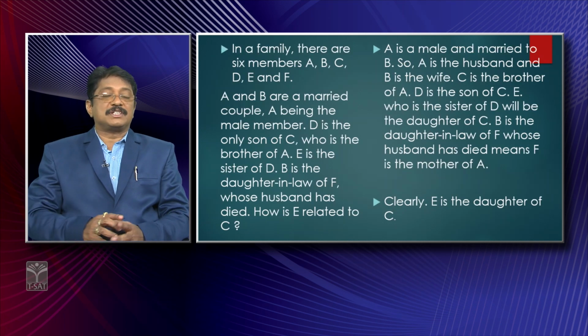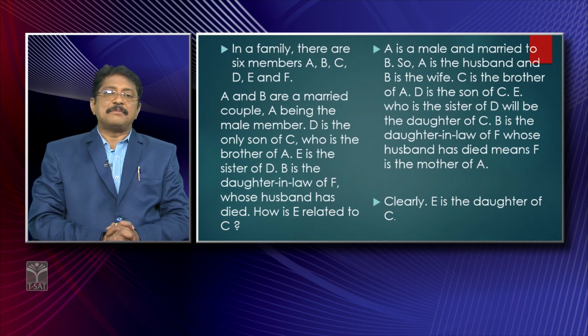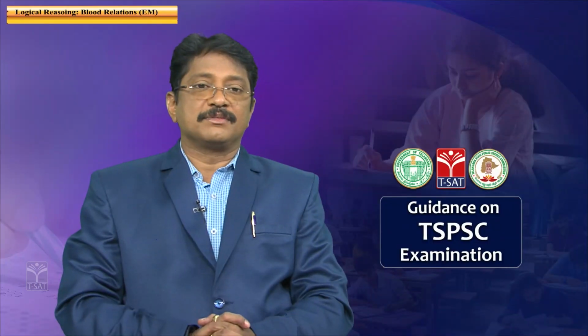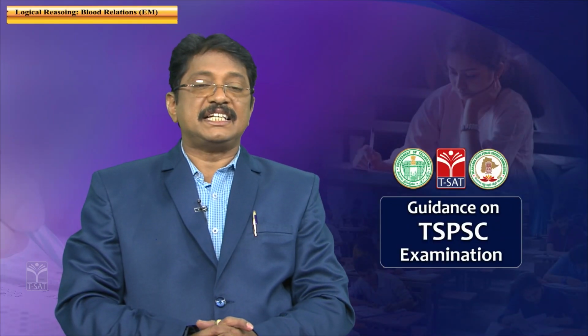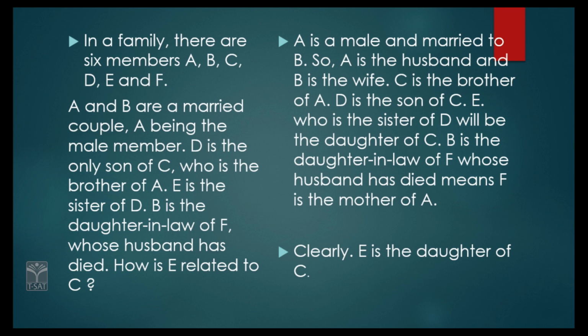Now we are going to shift to the next one. In a family, there are 6 members A, B, C, D, E and F. When you observe the previous papers, this kind of question comes very frequently in the examination. They are changing the nature of the question, but the same context. In a family, there are 6 members A, B, C, D, E and F.